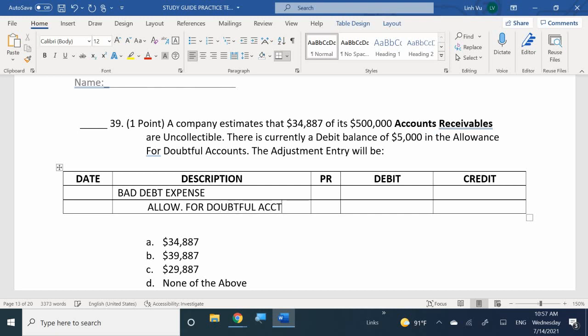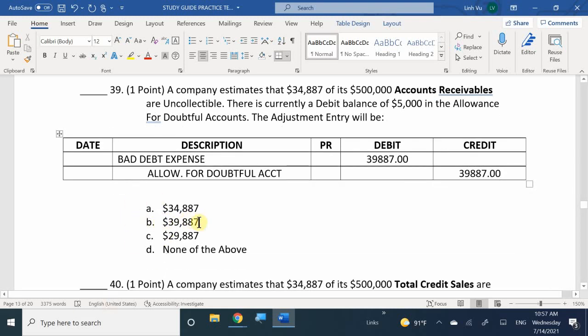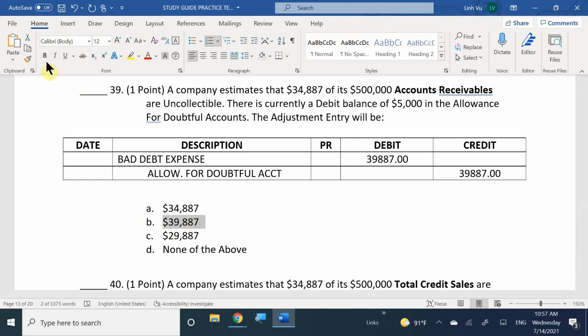In this case we have three key factors. We have our estimate of 34,887, and the key word here is accounts receivable. So we have to care about what is in the balance of the allowance. In this case, we currently have a debit balance, which tells you that you have to add. So 5,000 plus the 34,887 gives you 39,887.